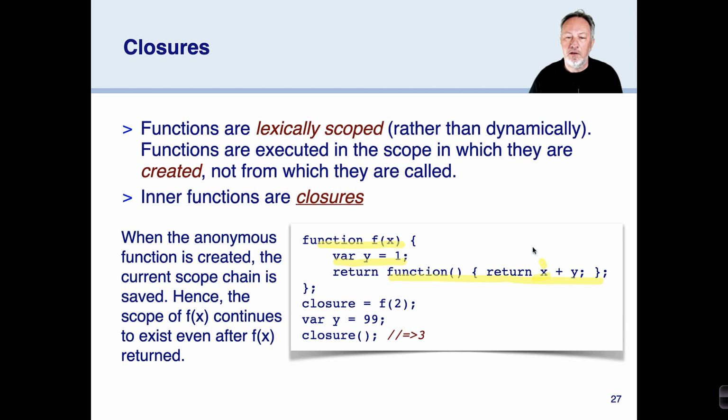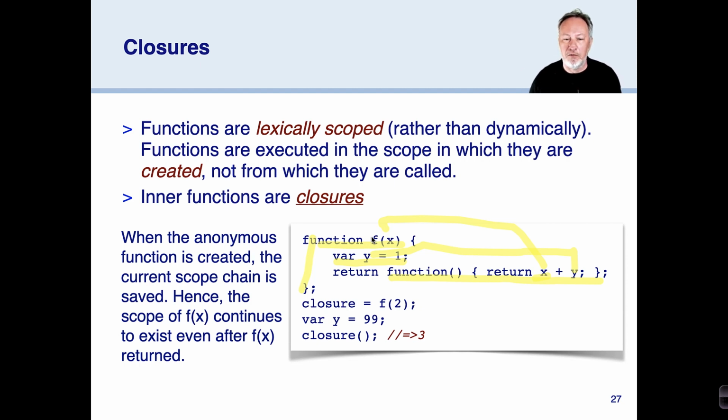This x is the x that's the parameter to the function f, and this y is the one that's defined here locally within the scope of the function f. The thing that's returned is a closure, and it's bound to this environment, the environment of the function f. Even if the function f returns and is gone, the environment continues to exist.